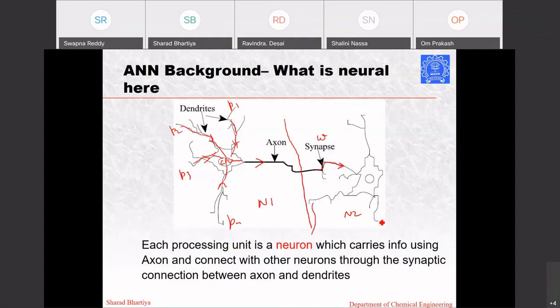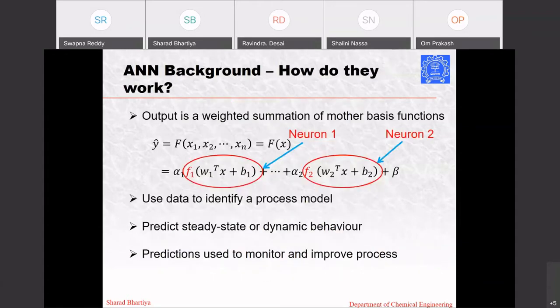Similarly, there are other neurons which are connecting over here, and so in this way the information flows. So it is an axon which carries forward information of a neuron through a synapse, which is connected to a dendrite. From that dendrite, it goes to the next neuron. So the question is, how can we convert this information, and the answer is shown over here.